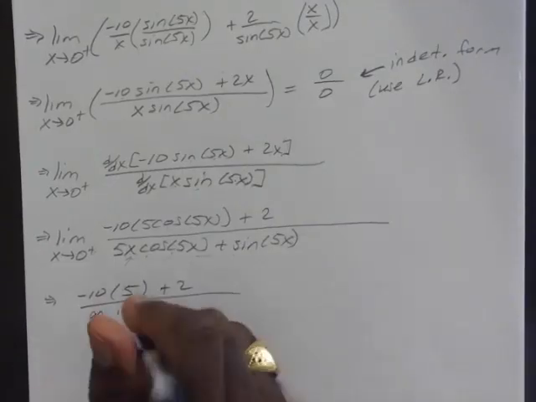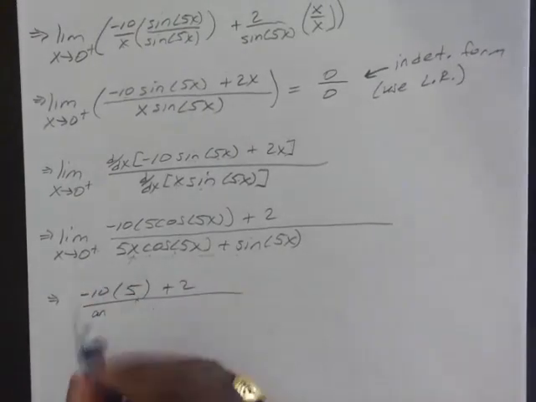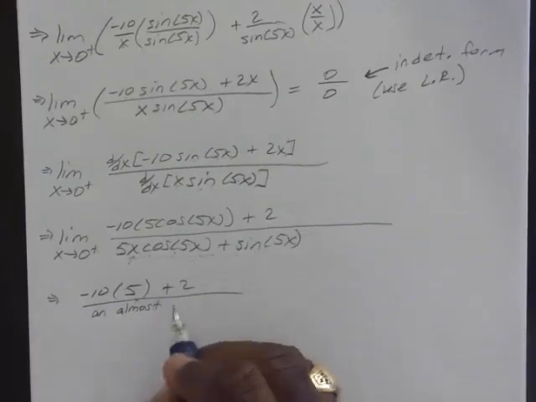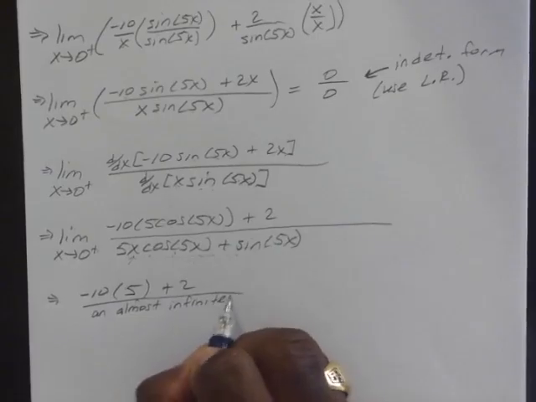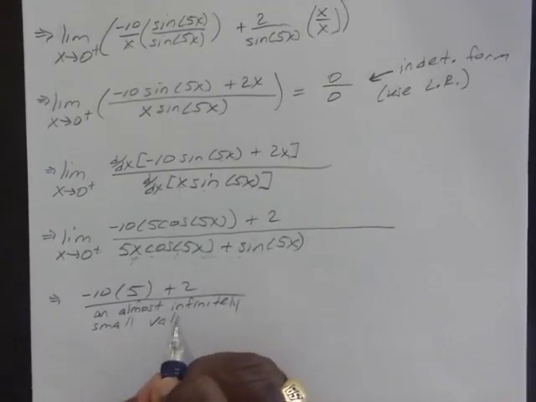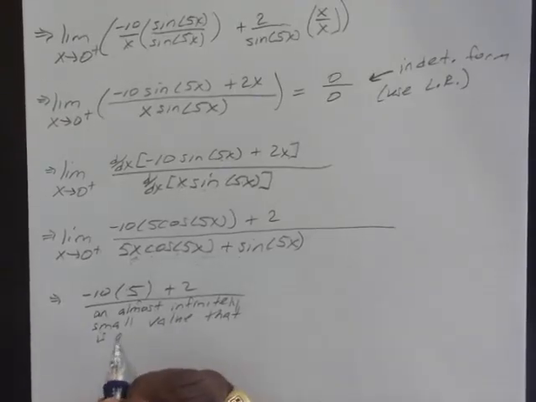Almost infinitely, because it can't be infinite. At best, it can be almost or approaching infinity, but it can't be infinite. Infinitely small value that is getting smaller.